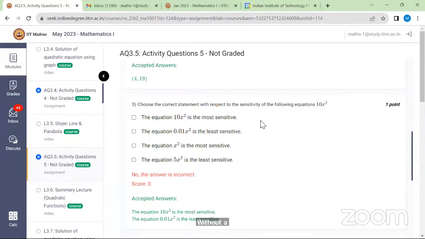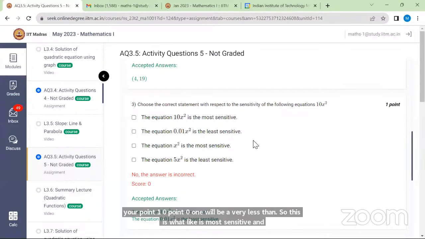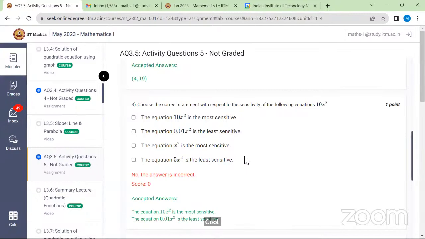So if you are changing a small value now, your final value or the output will change a lot. Just a small change you are making in x, and your final output is changing a lot more. So if you have 10x square and you change the value of x a little bit, the 10x square will be a large value, right? Similarly, your 0.01 will be a very small value. So this is what is most sensitive and less sensitive. Okay, got it. If you're changing the value of x and there is a high impact on y, then you can say that. Got it, sir.